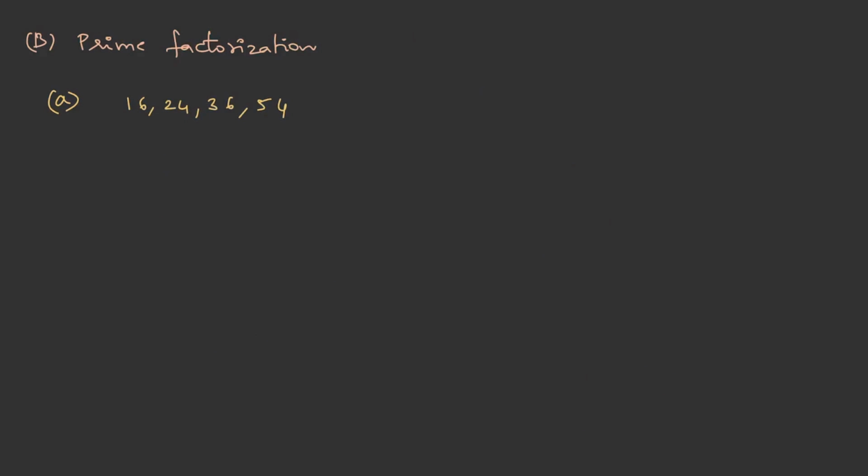The second method is prime factorization. Here factorize the numbers into the prime factors. So for 16 I can write as 2 power 4. 24 I can write as 2 power 3 into 3. Then 36 I can write as 2 square into 3 square. 54 we can write as 2 into 3 power 3.